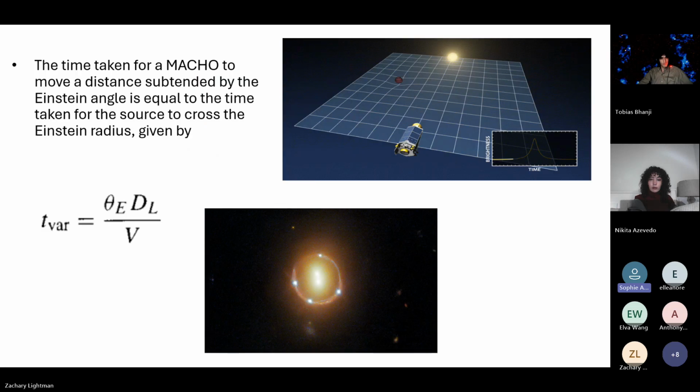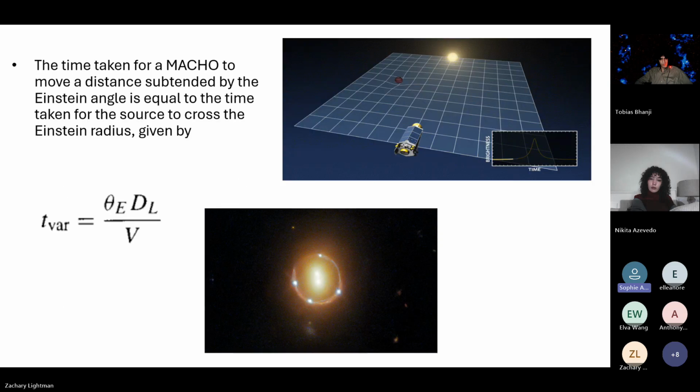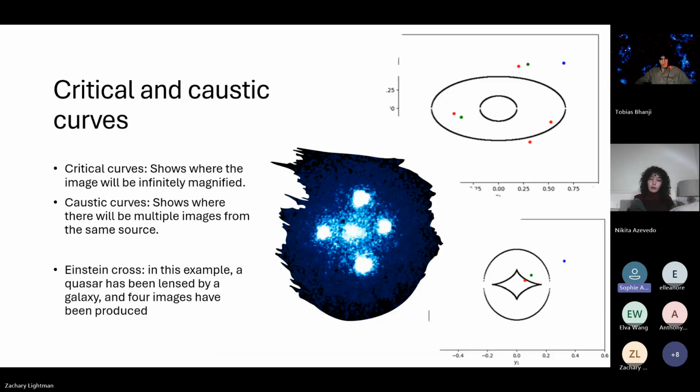Next slide, please. So this is just the mechanism for microlensing. The time taken for an object or a MACHO to move a distance subtended by the Einstein angle is equal to the time taken for the source to cross the Einstein radius, which is given by this formula here. And I've included an animation here with a light curve at the bottom right. So this is how we detect the MACHOs. Next slide, please. Oh, actually, on the previous slide, there's an example of an Einstein ring, which is pretty cool.